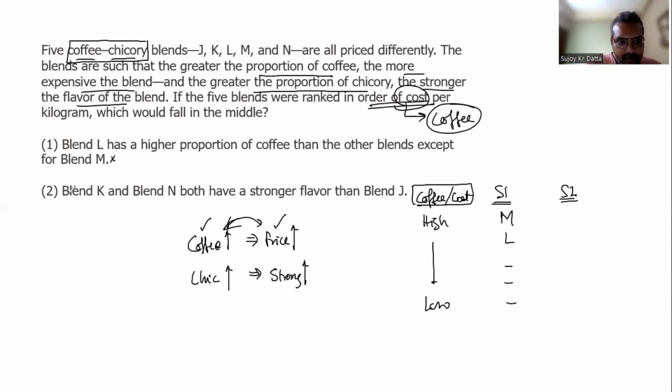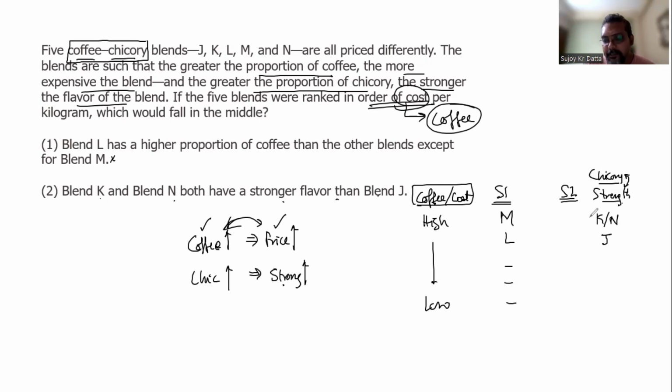Ignoring statement 1. K and N have stronger flavor, so they are stronger than J. So that means if you look at strength of the flavor, K and N in any order would be above J. Strength means chicory, right? Same thing. But then we don't really need chicory. We don't really need strength. We need the cost. That is what is important.